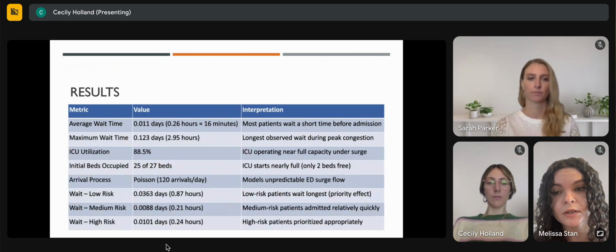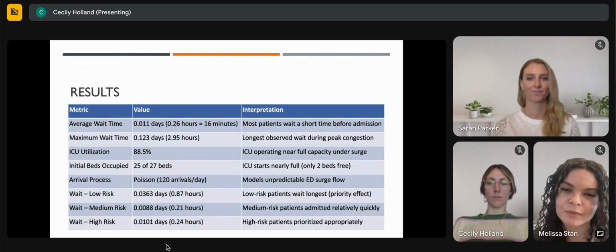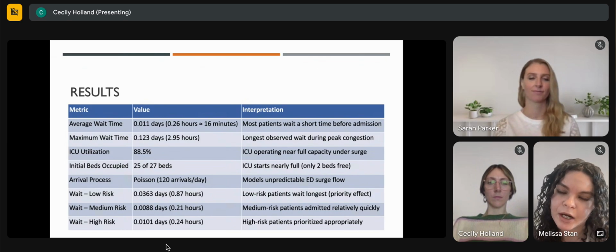Alrighty, so for the results, we're going to go over what happened in our simulation model. The average waiting time came out to be 16 minutes, which isn't really reasonable. However, that is just one of the limitations of our model. But the longest time was actually 3 hours, which I say is pretty good. For the ICU utilization, it came out to be 88.5%, which means that we are using the ICU room, so that's good.